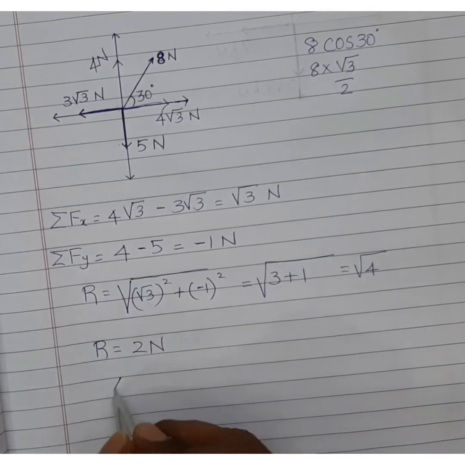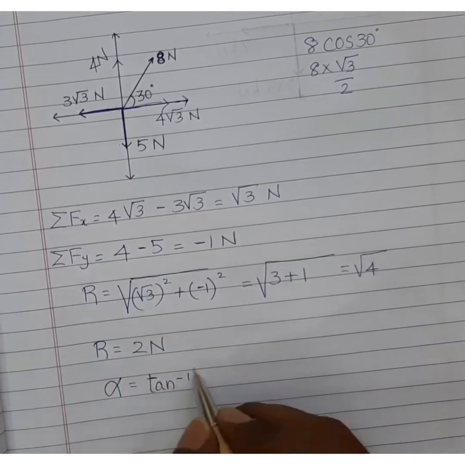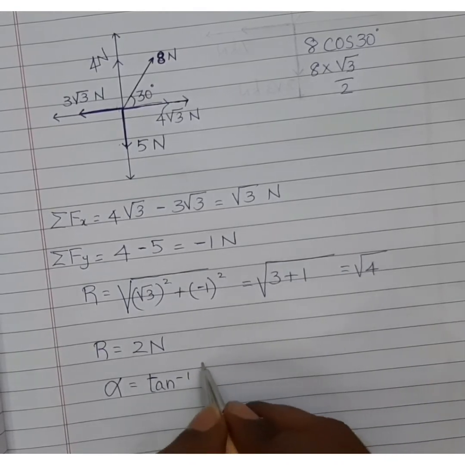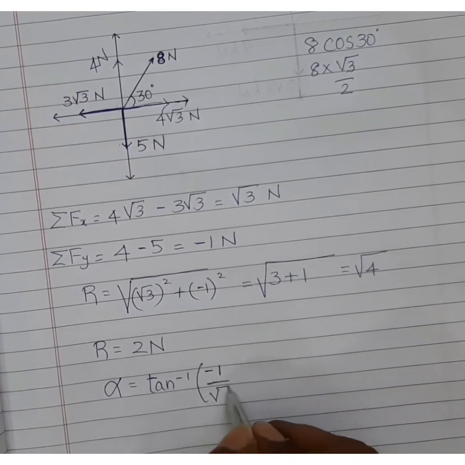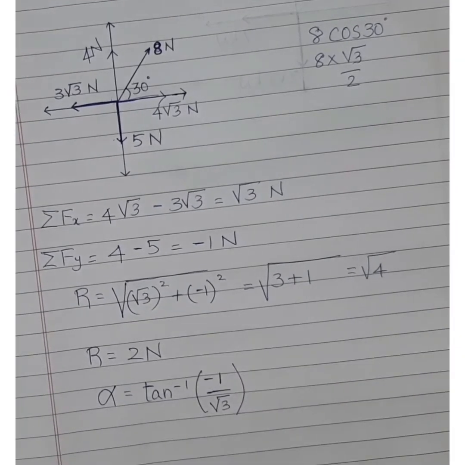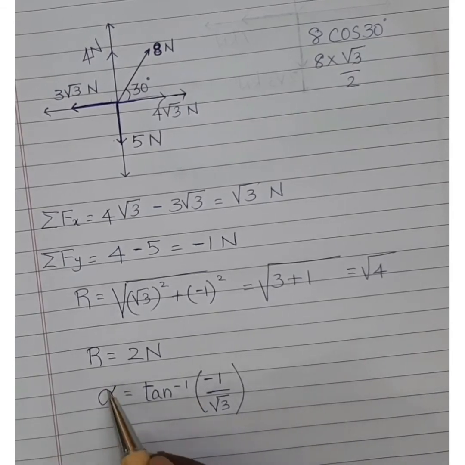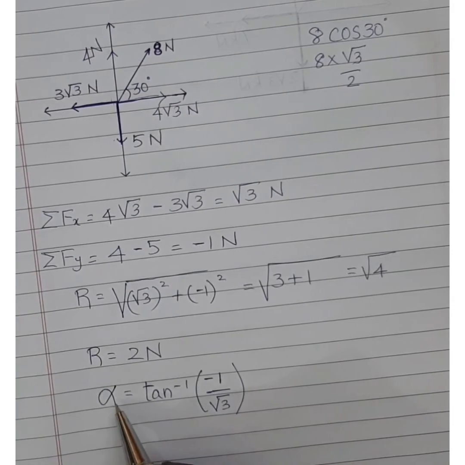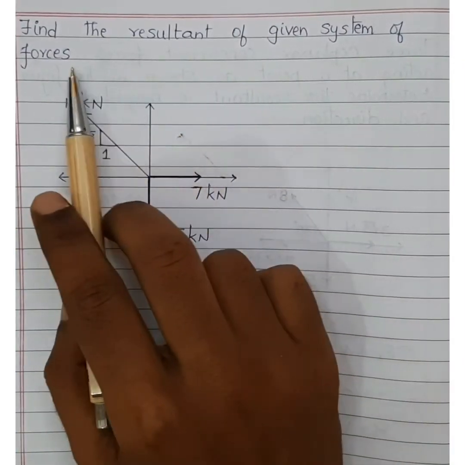Next, direction is given by alpha is equal to tan inverse of sigma fy by sigma fx. So that is tan inverse of minus 1 by √3. So this is the direction of the resultant, where alpha is the angle made by the resultant with respect to the positive x-axis.